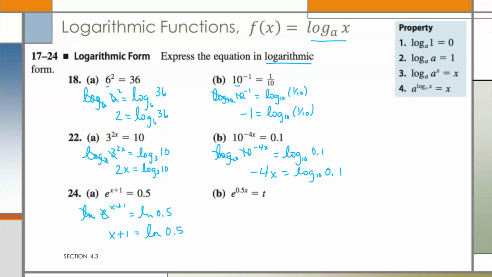Here's an exponential base e. To get rid of an exponential, we use a logarithm of the same base. So we want a logarithm base e. If I ln the left, I must ln the right. Ln and e cancel out. 0.5x equals the ln of t. And there are more properties of logarithms.